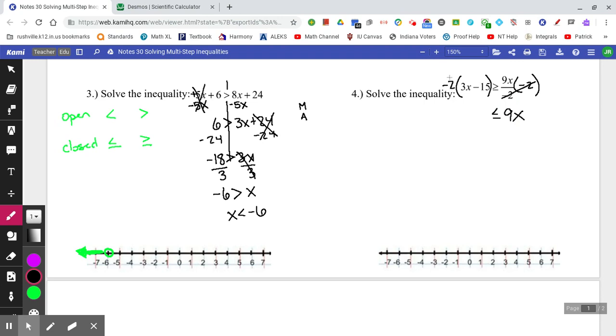And on the left-hand side, I need to distribute. I need to take 3x times negative 2, which will give me negative 6x. And then I also need to take negative 2 times negative 15, which is going to give me positive 30.